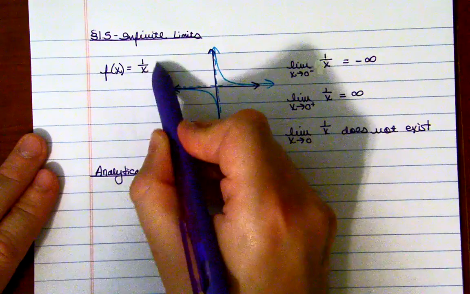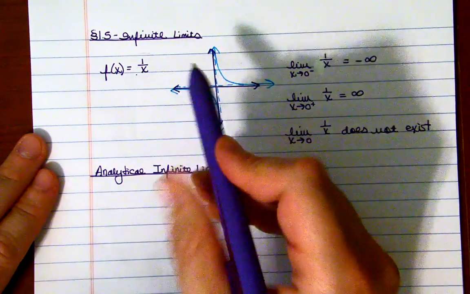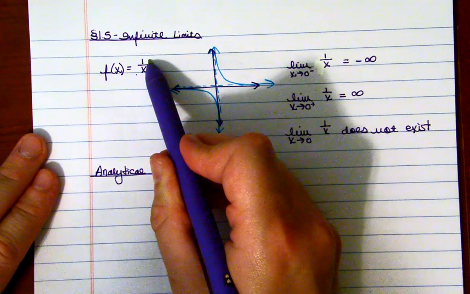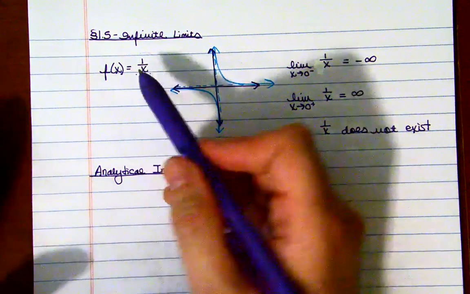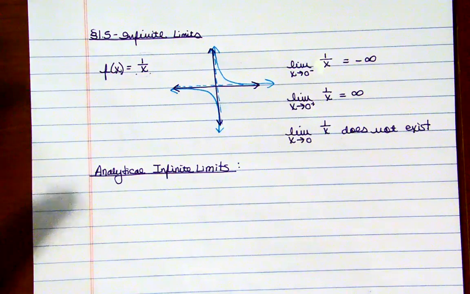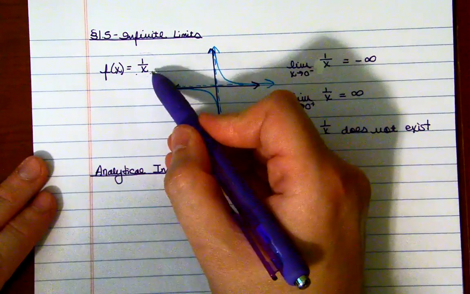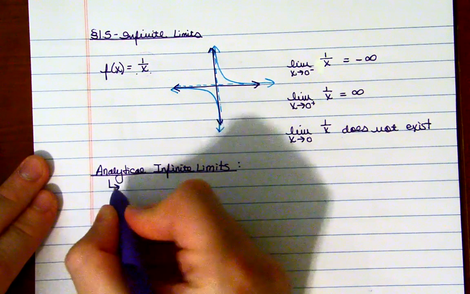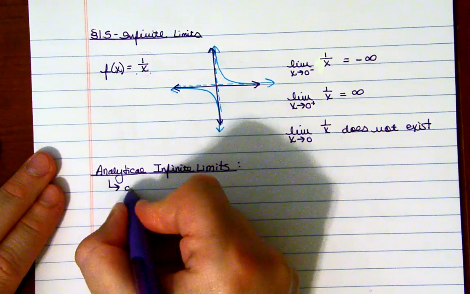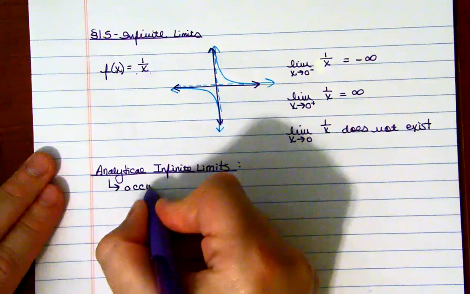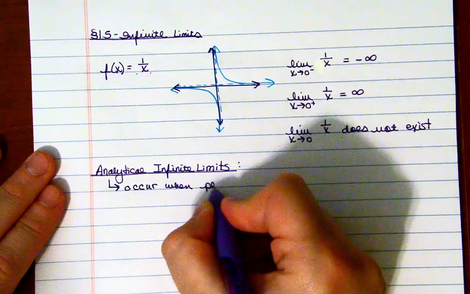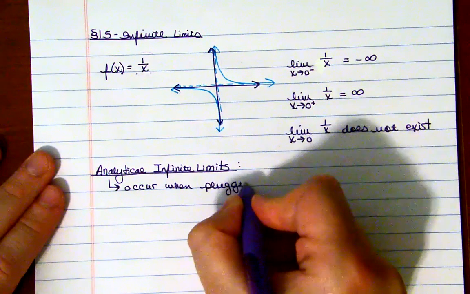Notice that if you were to plug in 0 over here, your denominator would equal 0, but your numerator isn't. Remember, we already saw if we have 0 over 0, we have some simplifying to do and then see what happens. But in this case, I have a number over 0. That will always be the case where I get an infinite limit. So the first thing we need to know is these occur when plugging in gives a number that is not 0 over 0.